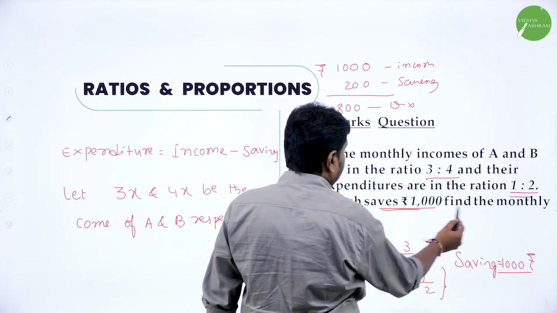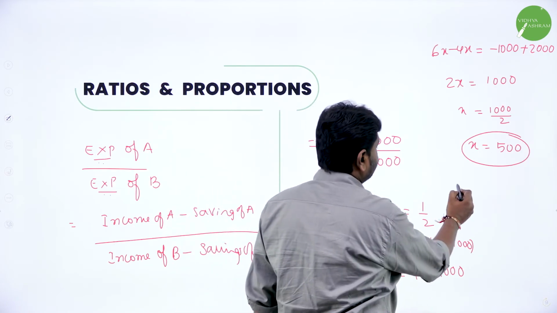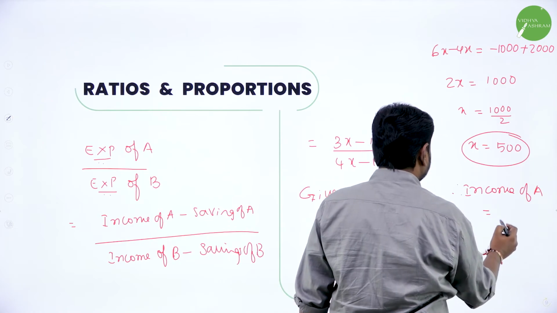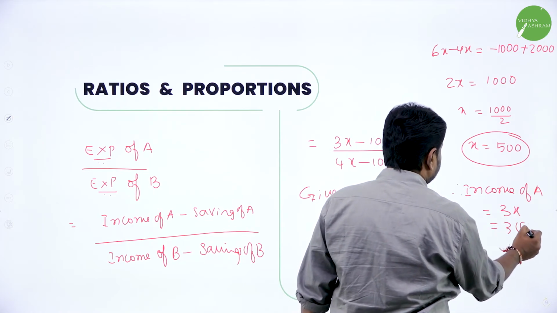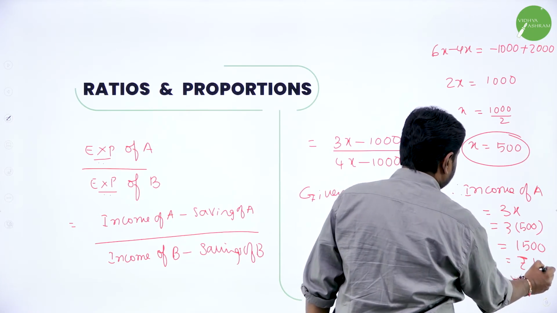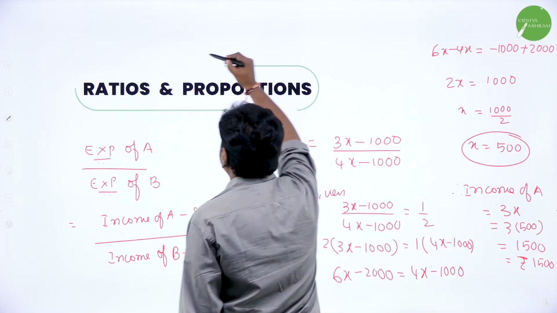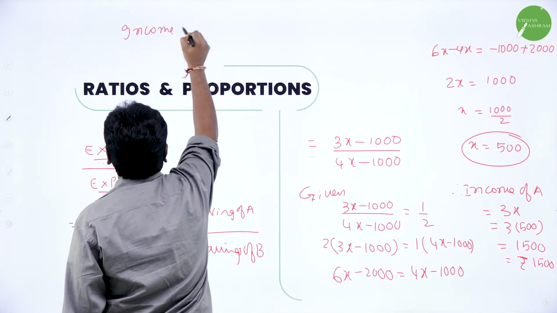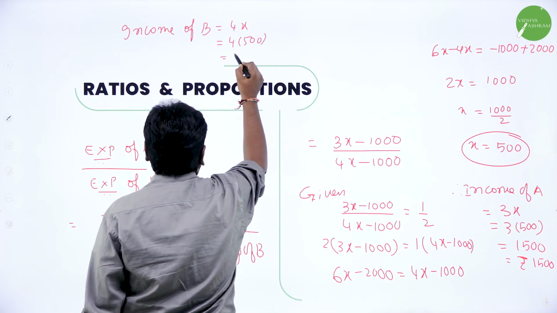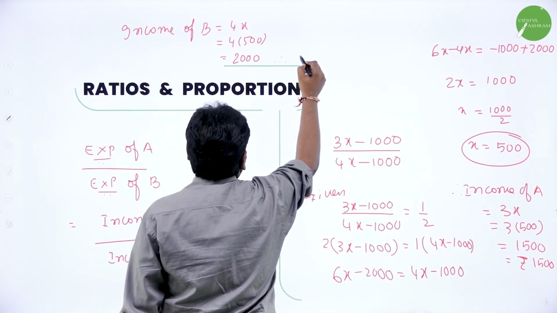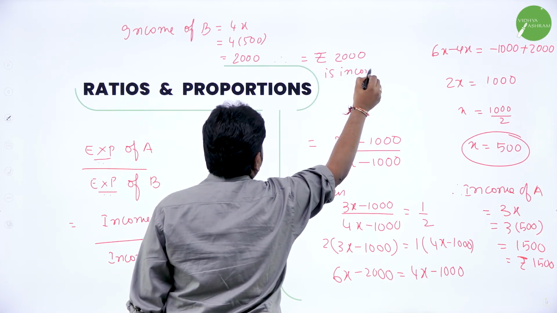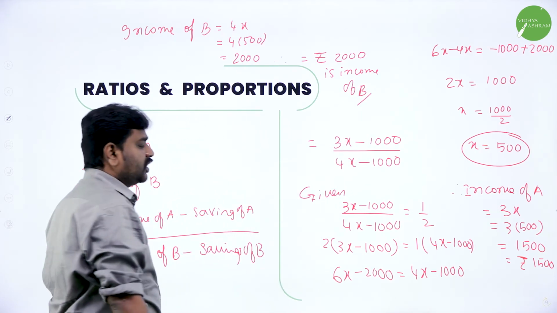They want you to find the monthly incomes. Therefore, income of A is 3x, that is 3 into 500, which is 1500 rupees. Similarly, income of B is 4x, that is 4 into 500, with the x value you got. So 2000 rupees is the income of B. So they want the incomes of A and B, and we got the incomes of A and B.